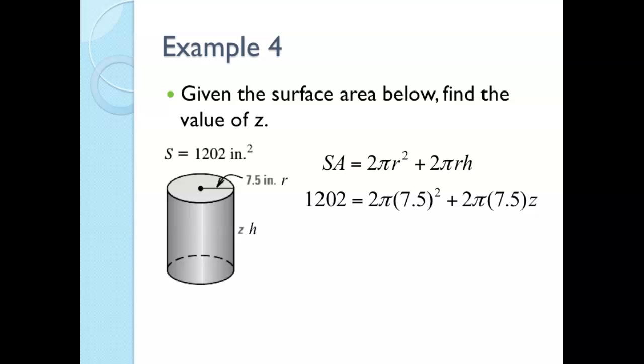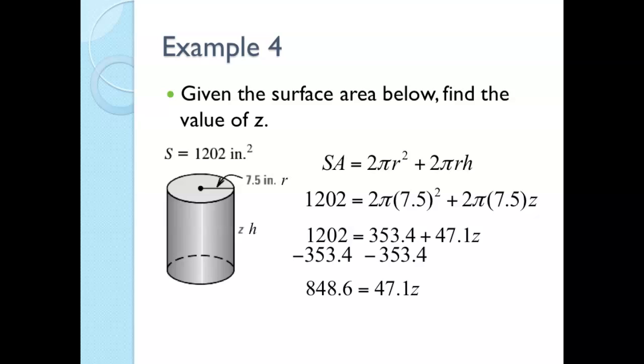Now I need to get z by itself, so I'm going to start by simplifying everything before trying to do things to both sides of the equation. So 7.5 squared times 2 pi comes out to be 353.4, and then 2 pi times 7.5 is about 47.1. Now I'm going to subtract 353.4 from both sides. That leaves me with 848.6 equals 47.1 times z. And now I can divide both sides by 47.1 and get that z is about 18.